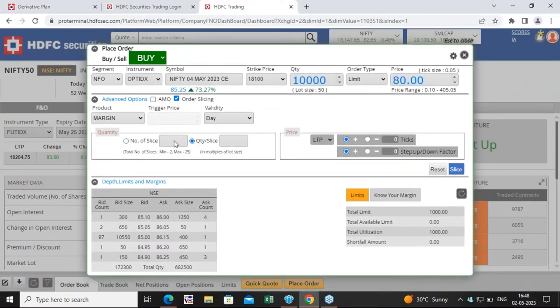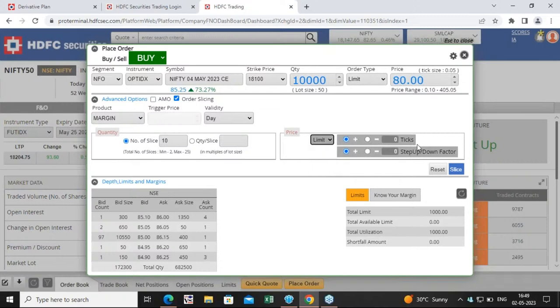And my quantity per slice would be my number of slices. So let's make the number of slices 10. That means in every slice, 1000 quantity of Nifty will be placed. After that, till here it is all the same, but in the price you have to play the game with the price action. So you want to place an order slicing with a different price. So what I'll do, I will click on the LTP and select Limit.